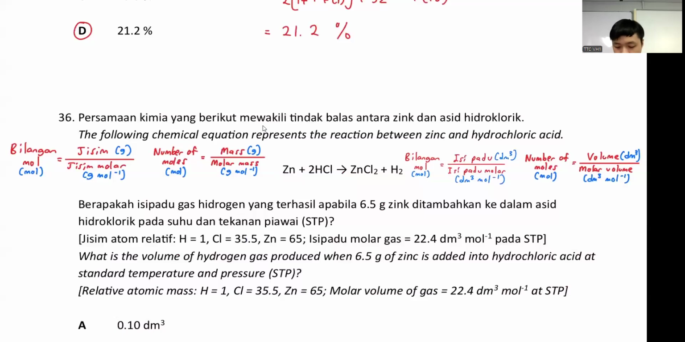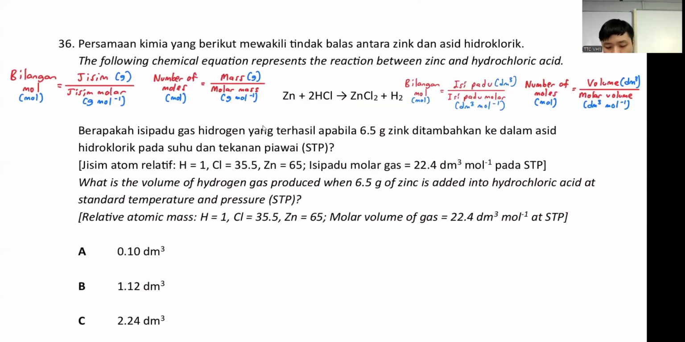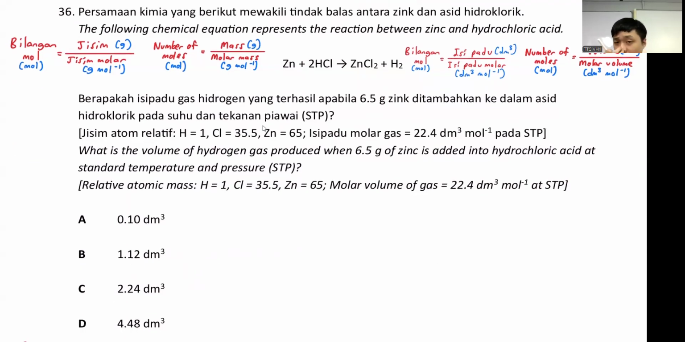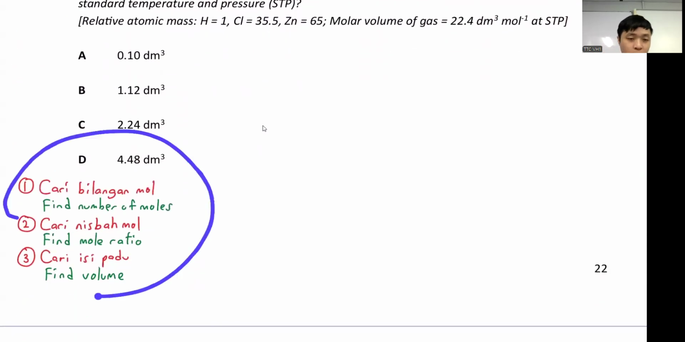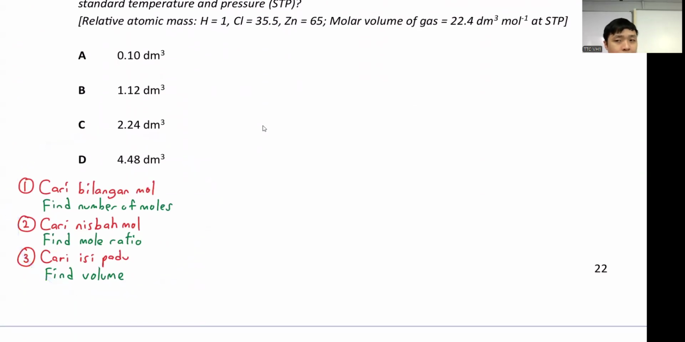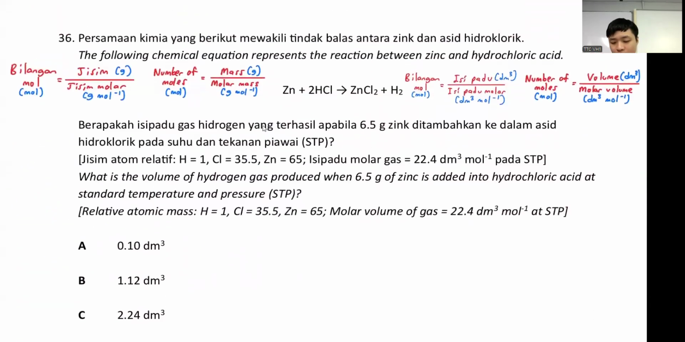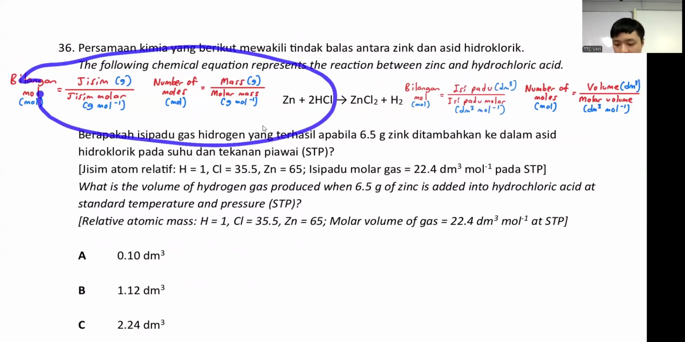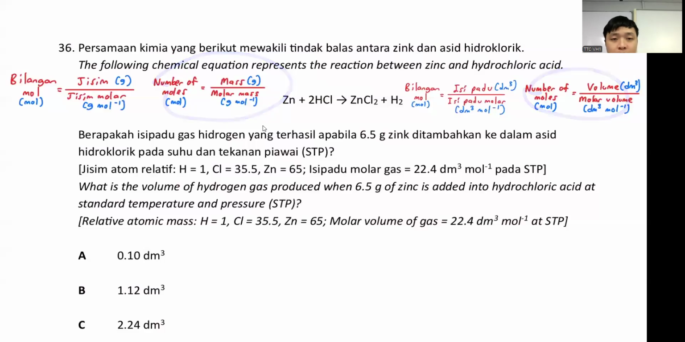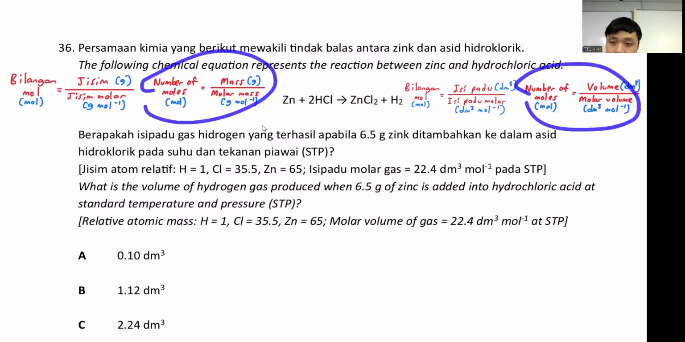36. The following chemical equation represents the reaction between zinc and hydrochloric acid. What is the volume of hydrogen gas produced? This kind of question, you always have these 3 steps. And the formula, everything I wrote for you. Number of mole, you have to use these 2 formulas to find.